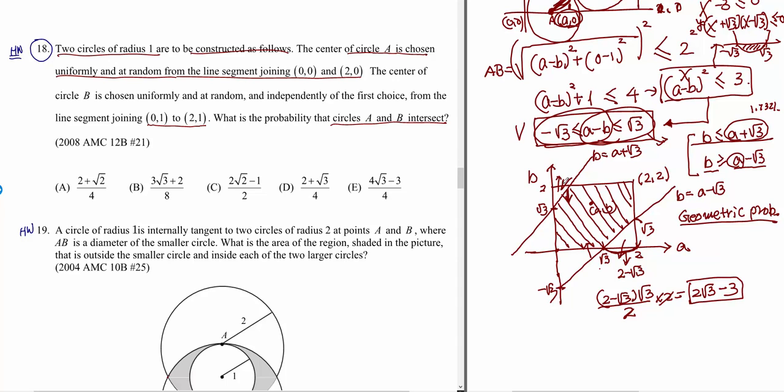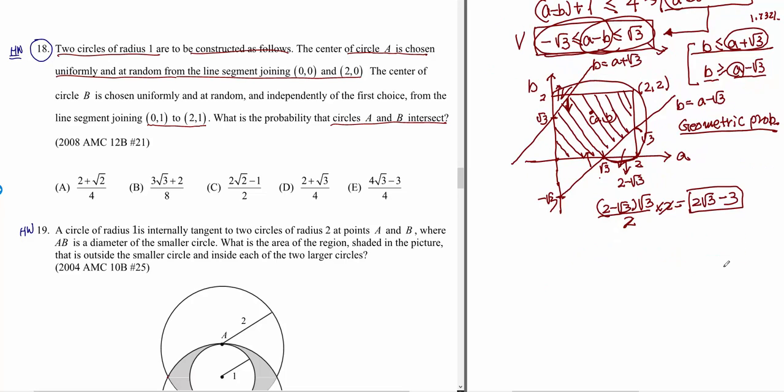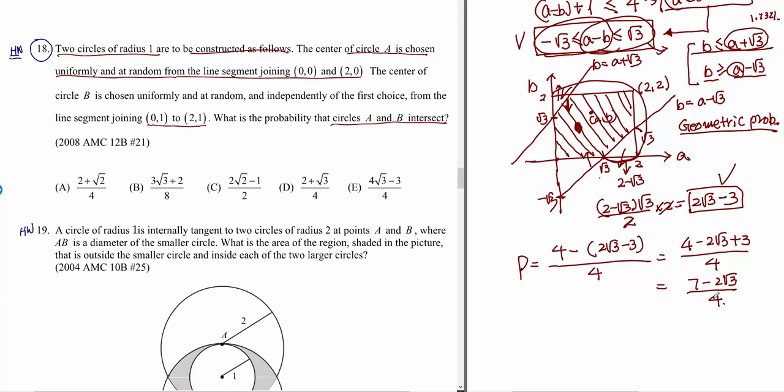So what is the total area? Total area is 2 times 2, which is 4. To find the region inside, we need to take up this area, 2 square root 3 minus 3. Now what is the probability? For the entire area, still 4 over here. Alright, so now let's finish this one. 4 minus 2 square root 3 plus 3, right? Let me see. There's no answer. Oh, it's very interesting. Anyway, check. So there is 4, so 7 minus 2 square root 3 over 4. That's the answer, right?